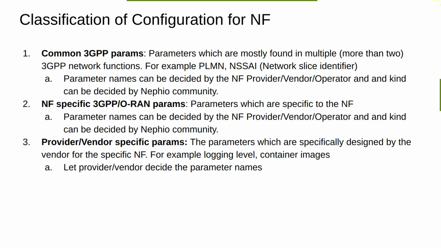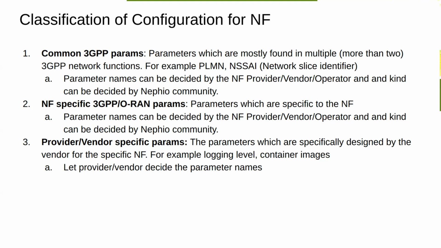If the NF is comprised of microservices, for example, right now OAI or even Free5GC have made the AMF with only one single image. But there are a lot of other vendors in reality who have multiple images to realize an AMF. Let's say they're going to have 50 images to realize an AMF. So in that case, there can be different container images.